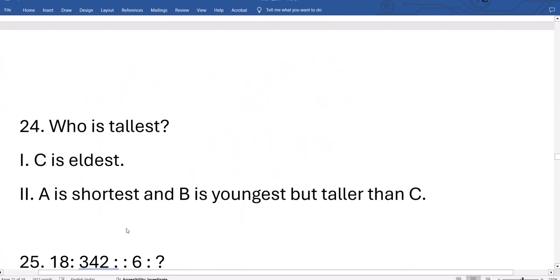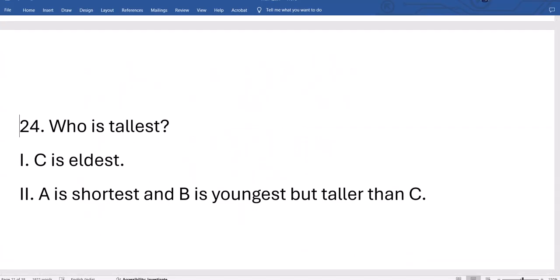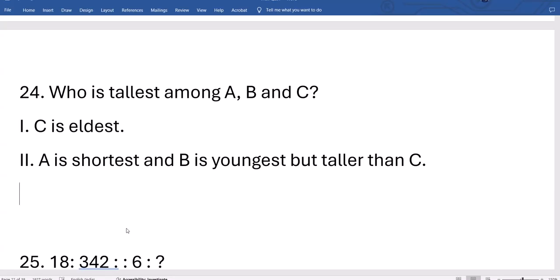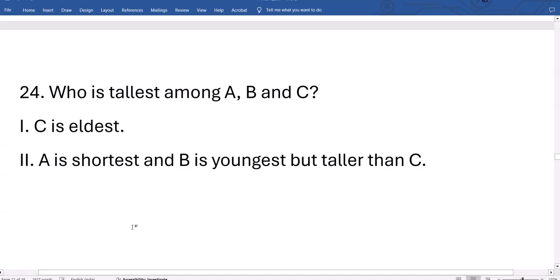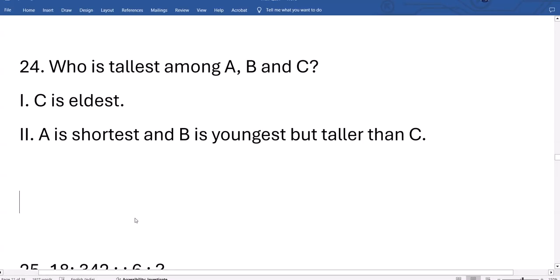Now similarly, if you want to calculate who is the tallest among A, B, C, which data is required? Is it 1 alone, 2 alone, or together? Who is tallest among A, B and C? To find that, which data is required? One is regarding age. The question is regarding height. So one is no. Two alone.